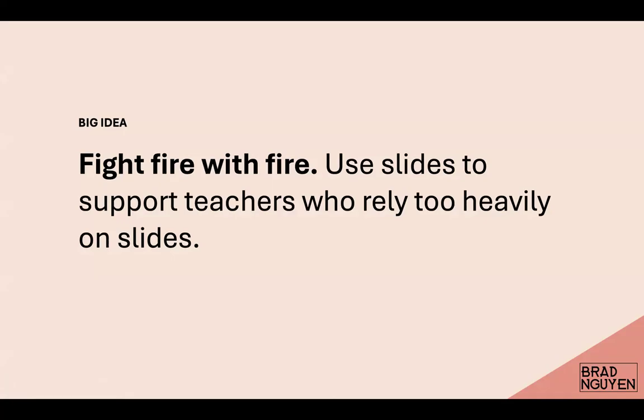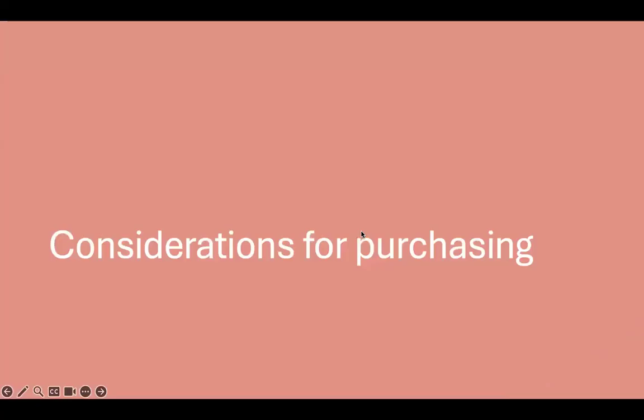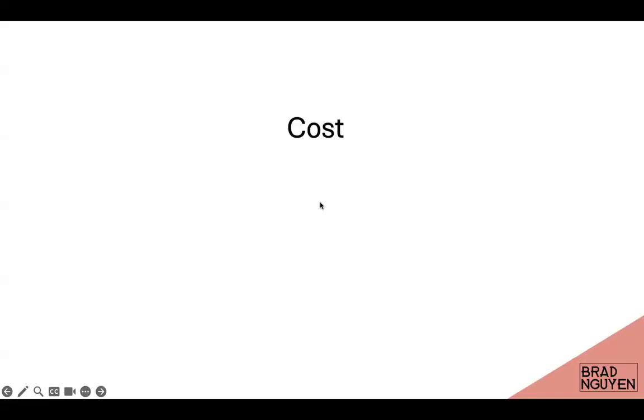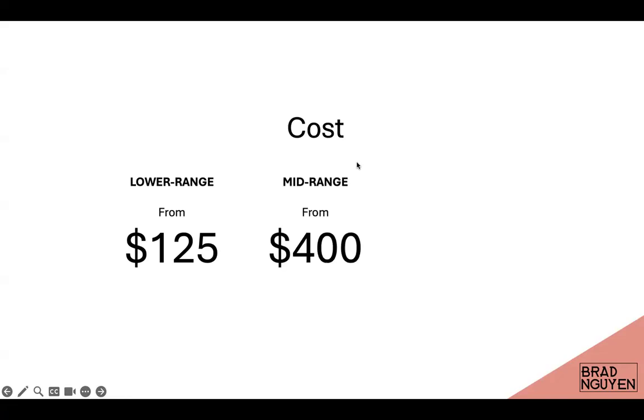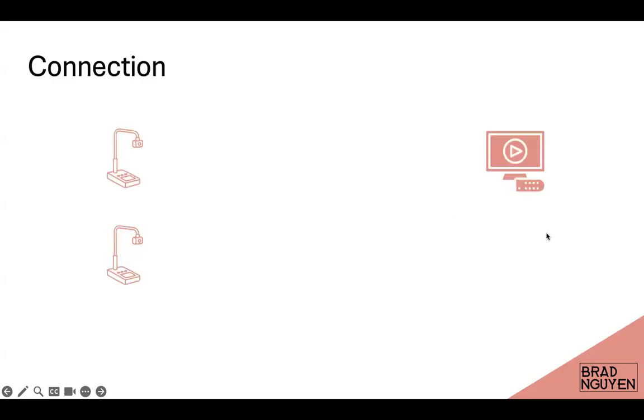Okay, so finally, we're going to look at some considerations for purchasing. This is sort of like the range for visualizers. You've got a lower range of $125, sometimes cheaper. Your mid-range visualizer is around $400, and then your higher range is $750. So it's interesting to think about the connection to your computer or to the screen from the document camera. So when you're thinking about what to buy, think about how it connects to the screen. Okay, this is one of the key considerations.